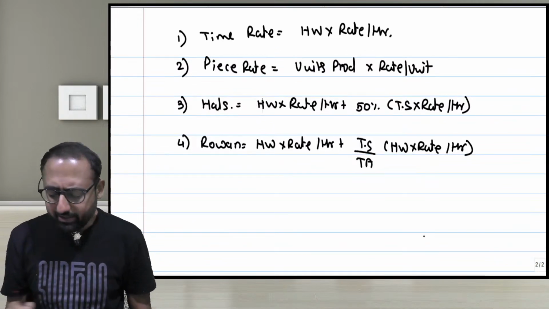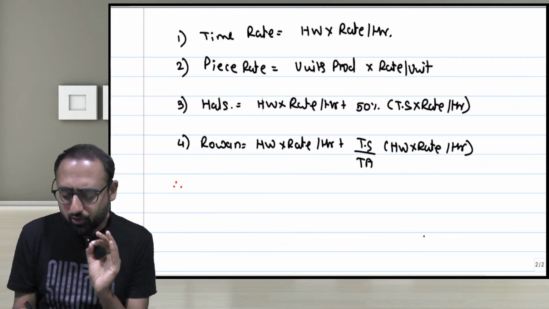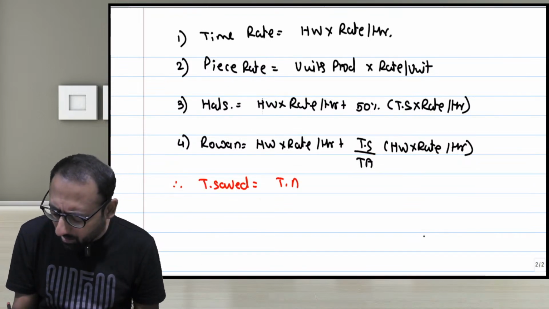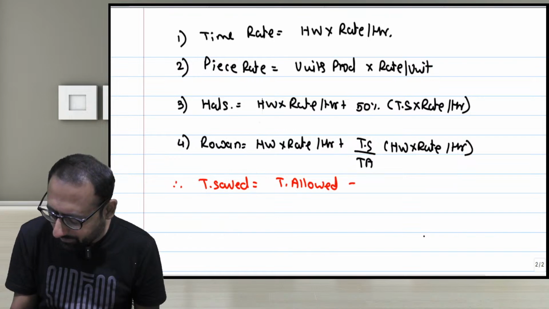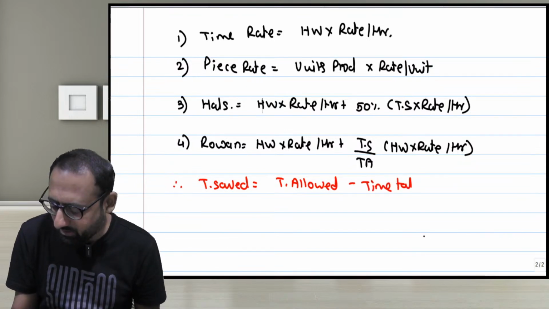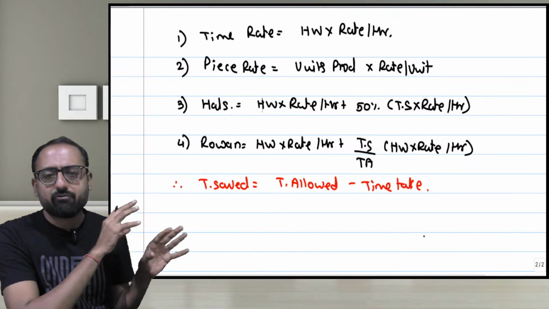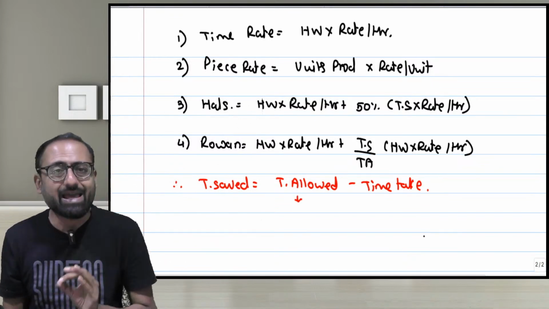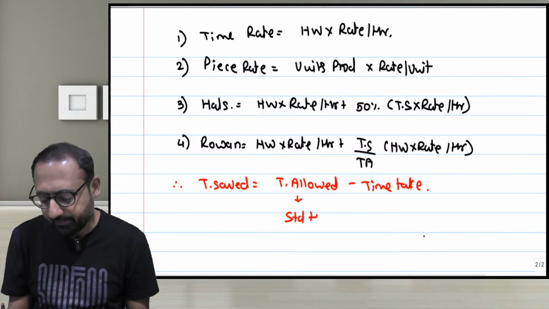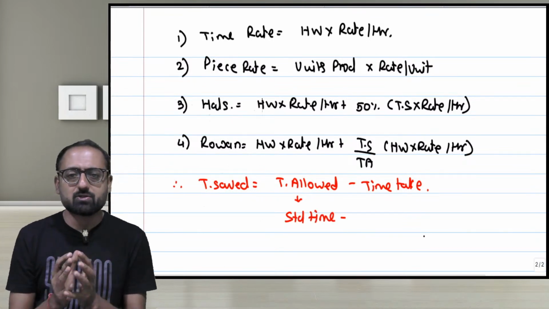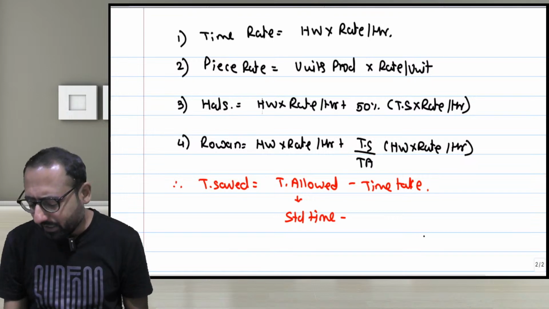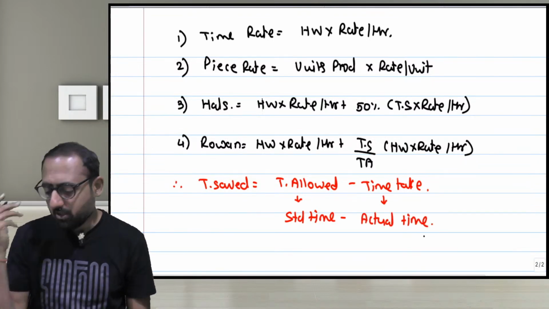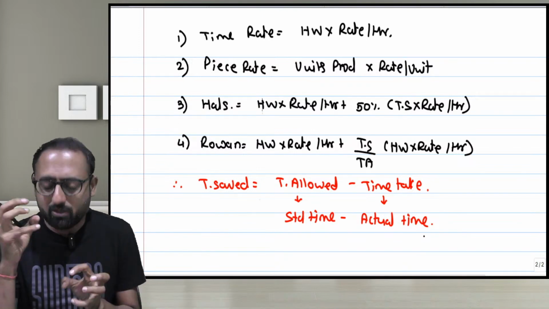Next, boys and girls, the first part to be discussed is time saved. Time saved is equal to time allowed minus time taken. Very simple formula. Time allowed can also be called standard time, and time taken can also be called actual time. So standard time minus actual time will be your time saved.